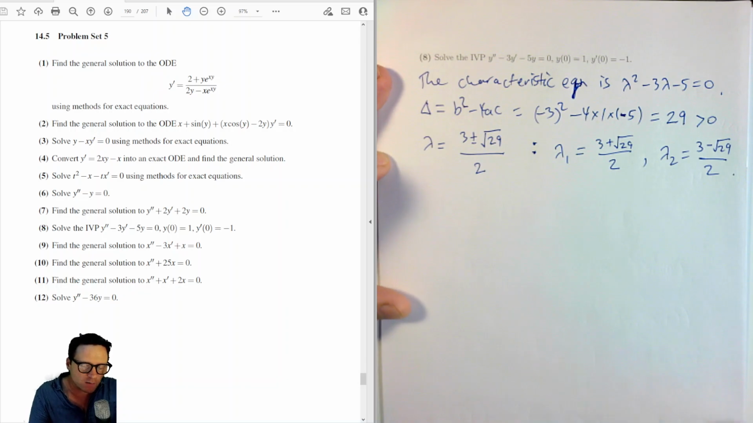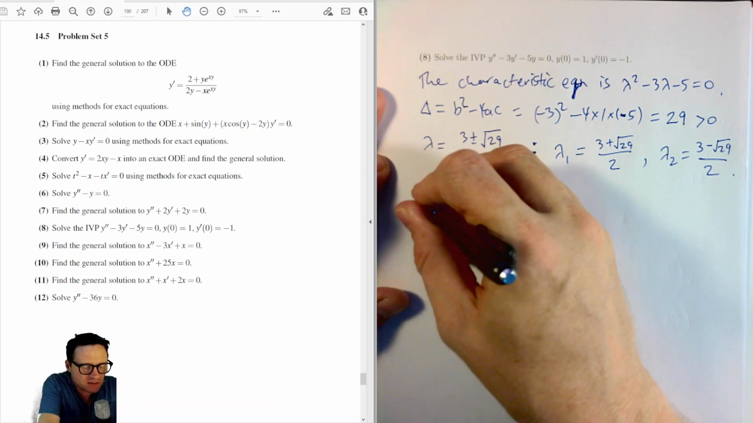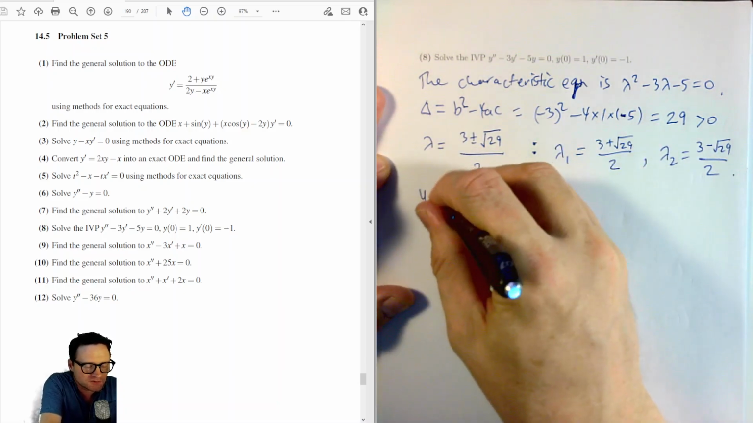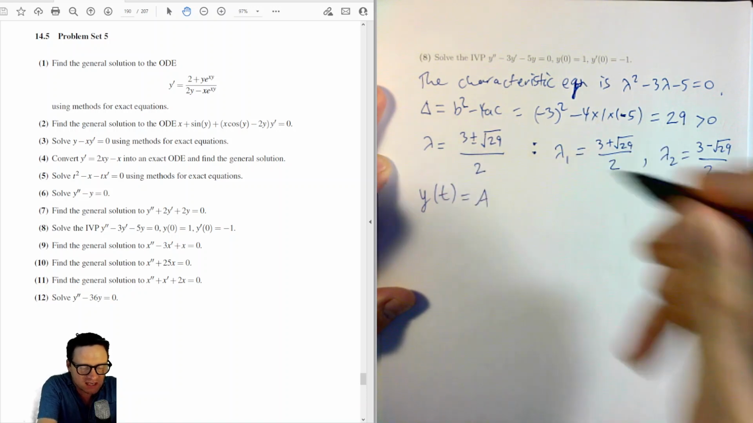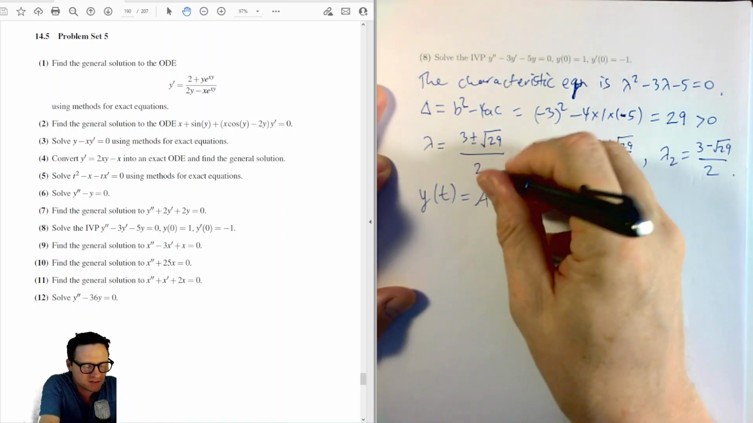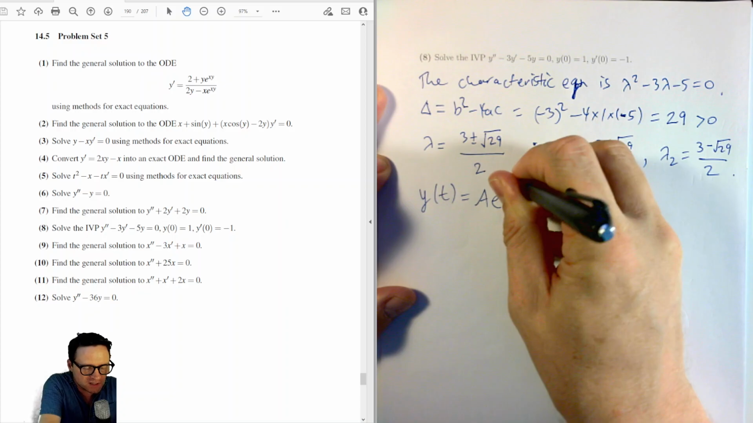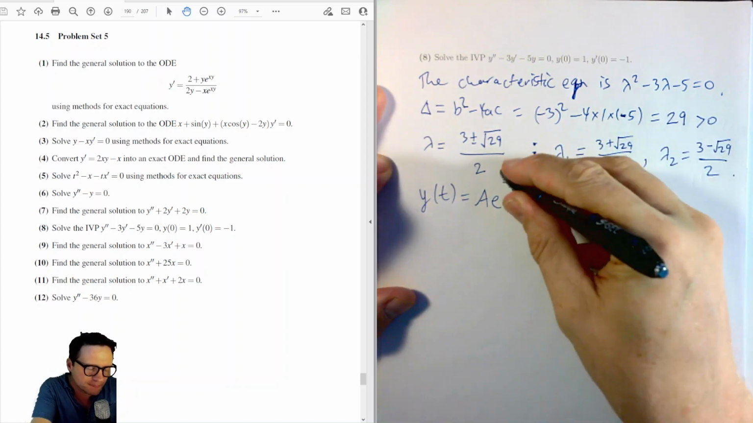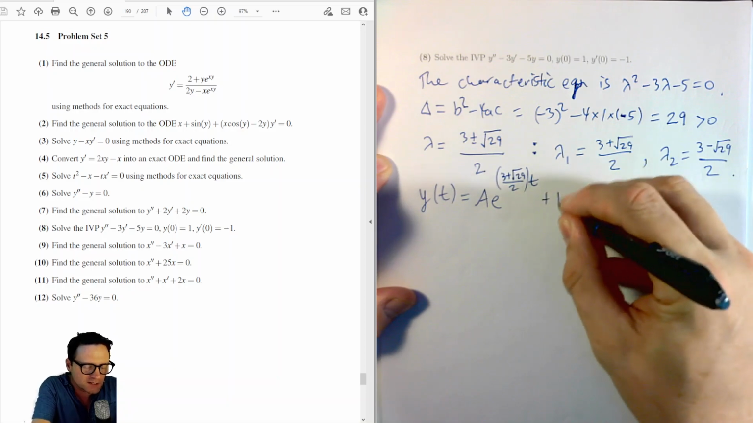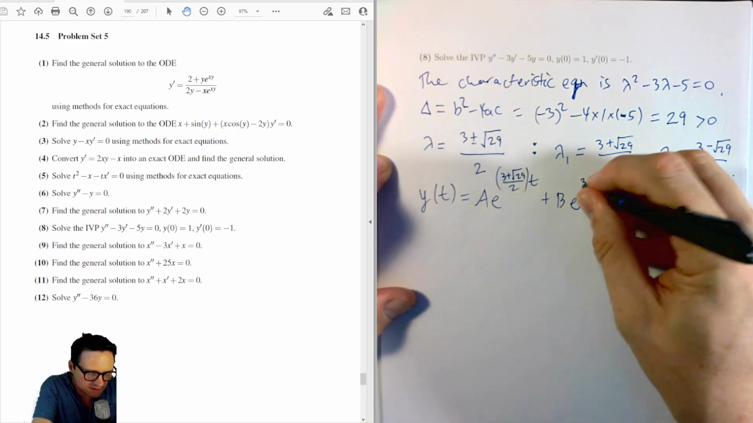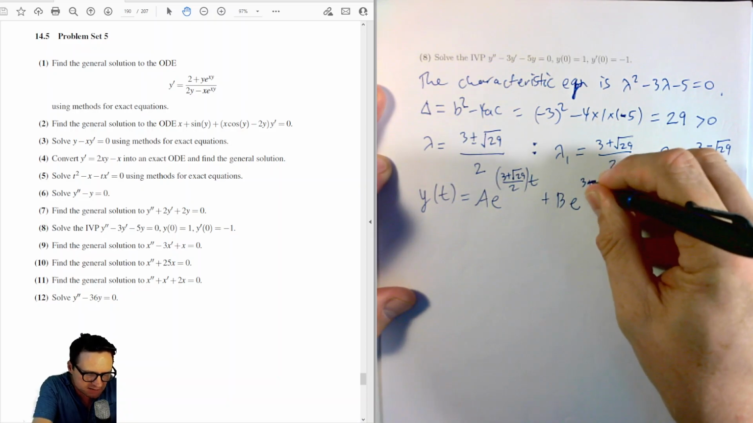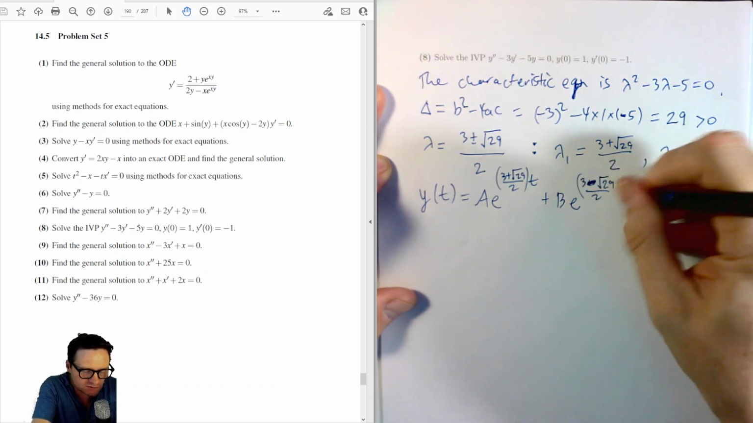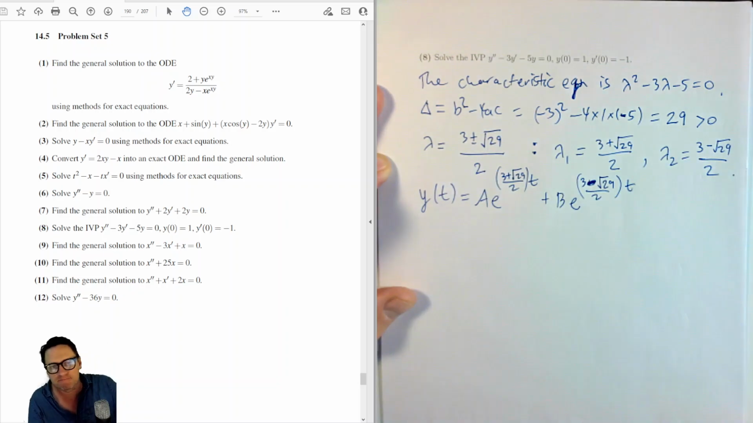All right, and so now we can express our general solution. y of t is equal to a e to the power of 3 plus root 29 on 2, and then times t, plus b e to the 3 minus root 29 on 2 times t.